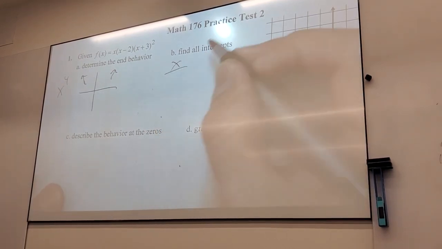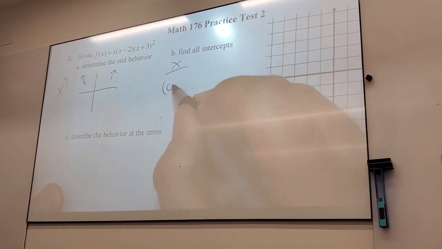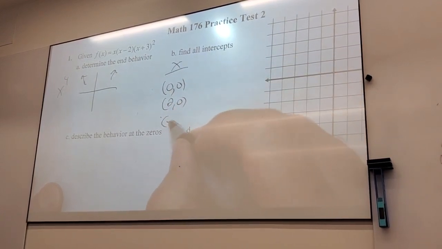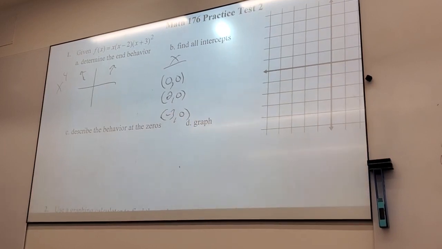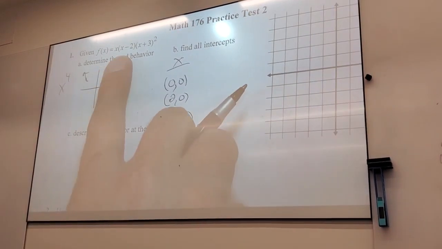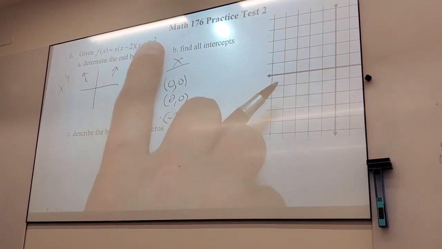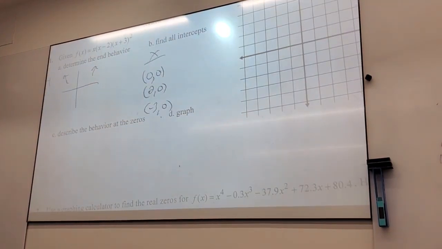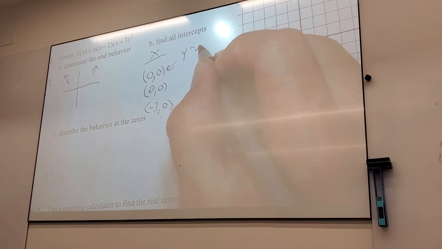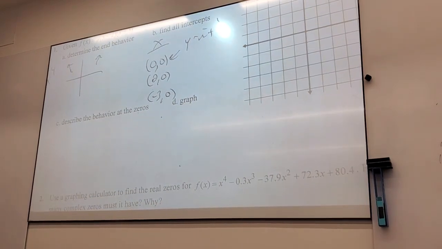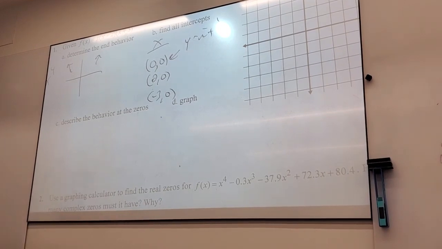Intercepts, easy. What are the x-intercepts? (0, 0), (2, 0), (-3, 0). And didn't I already write the y-intercept? If I make x 0, what do I get? I don't care what these are, that's 0, so I get 0, right? So that is also the y-intercept. (0, 0) is the one that's both. It's on both axes, so it's both an x-intercept and a y-intercept.